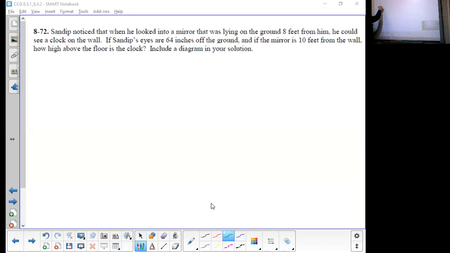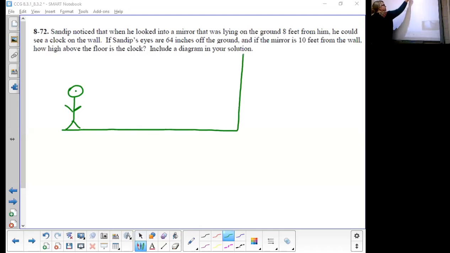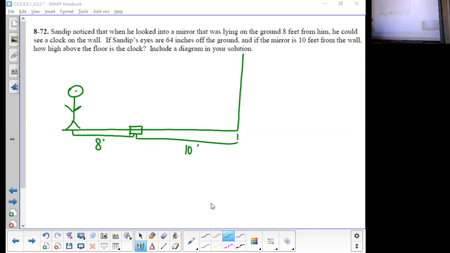All right, so we have Sandeep. Here's Sandeep. He is standing on the floor, and he notices that there's a mirror lying on the ground. Here's my mirror. He is 8 feet away from the mirror, so 8 feet. And the mirror is 10 feet away from the wall, 10 feet. There is a clock on the wall, and he wonders how high up the wall that clock is. His eyes are 64 inches off the ground.